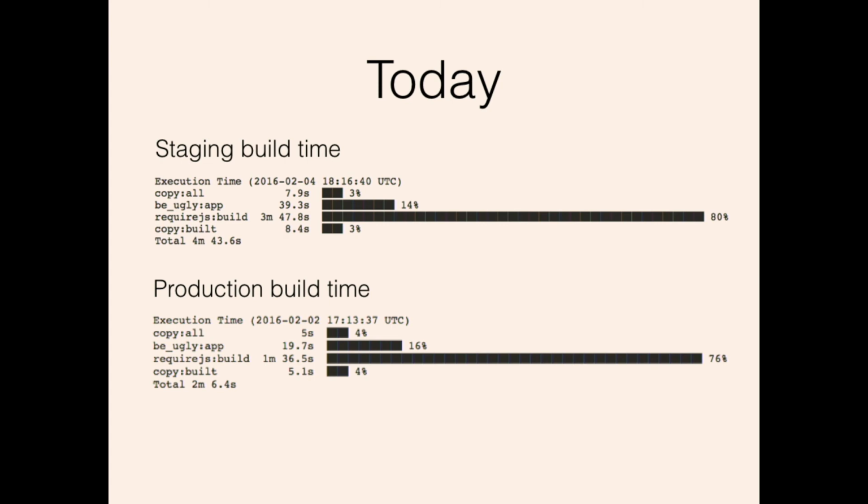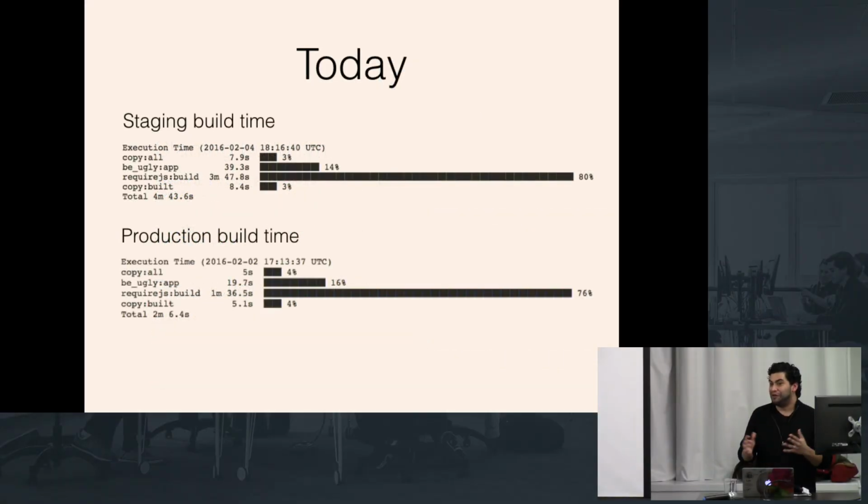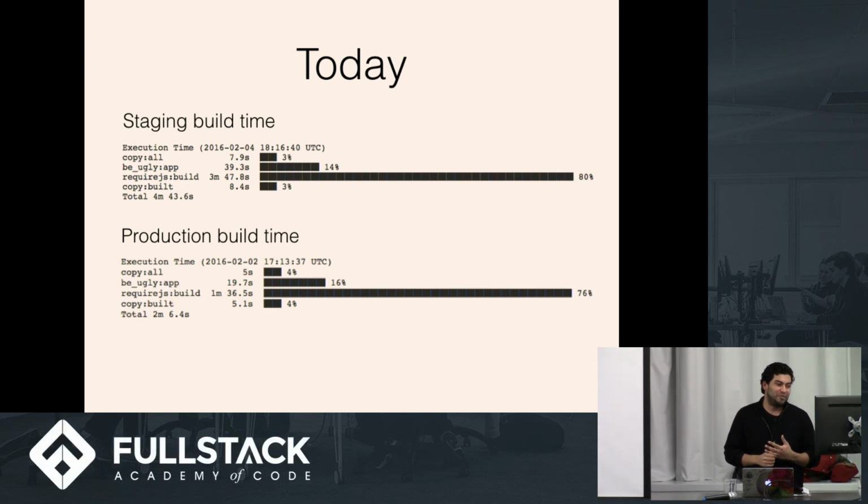Although, if you look at the production build time, because again, we're building the whole app again for production, it's faster. It's half the time. And we're just running the same stuff, right? Be Ugly is there, and Require.js is still there, but beefier boxes. And I guess I could be building features instead of working on this stuff. And so a beefier box is kind of a quick win, I guess. But that becomes really expensive.